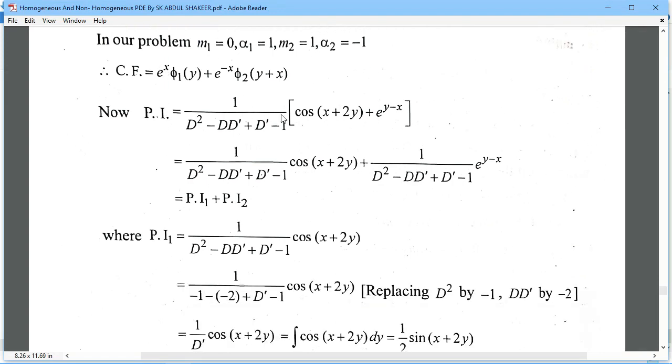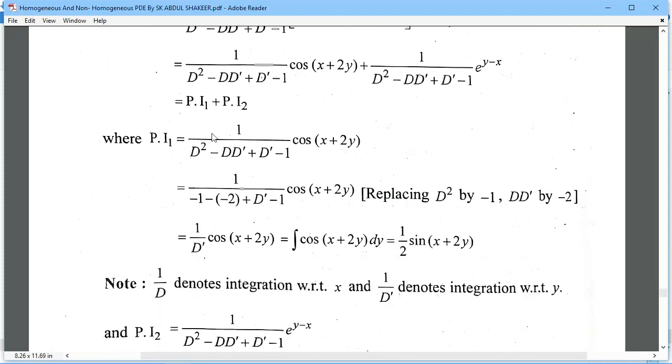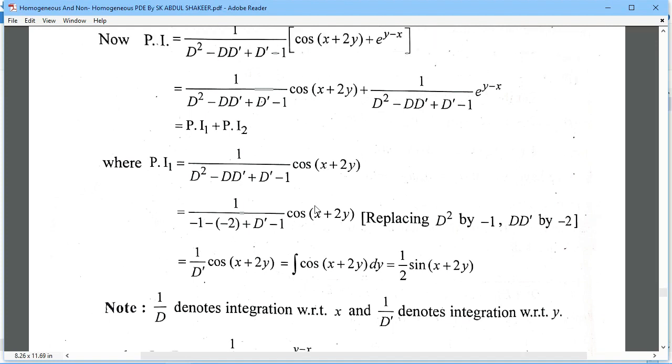Now coming to the particular integral. In this we have to operate 1 by f(D, D') with the terms cos(x + 2y) and e^(y - x). So operating with these, PI1 plus PI2. Here PI1 is related to case 2 and PI2 is related to case 1. So considering PI1 is cos(x + 2y), using case 2, here we have to put D^2 as -1, D'^2 as -4 and DD' as -2.